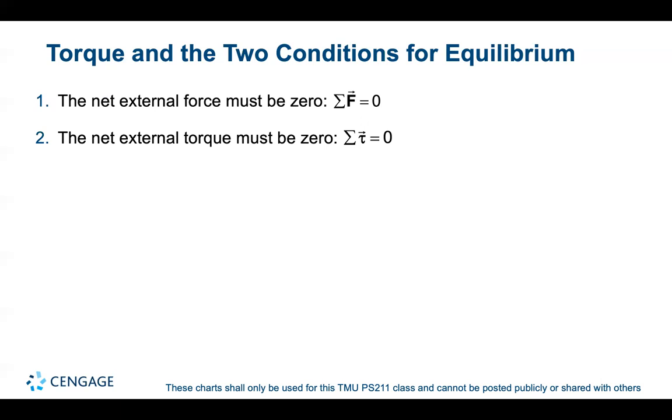And the second condition is a statement of rotational equilibrium. The sum of all torques on the object must be zero, so the object has no angular acceleration, thus alpha equals zero. For an object to be in equilibrium, it must move through space at a constant speed and rotate at a constant angular speed.